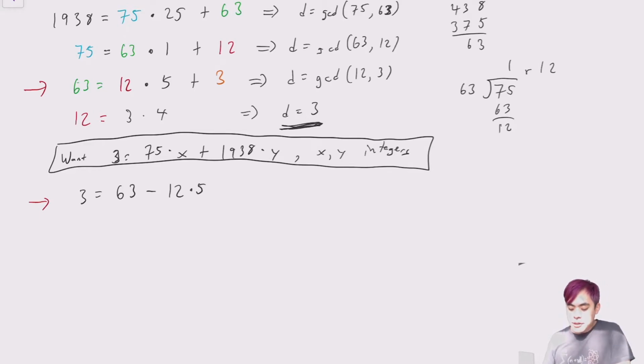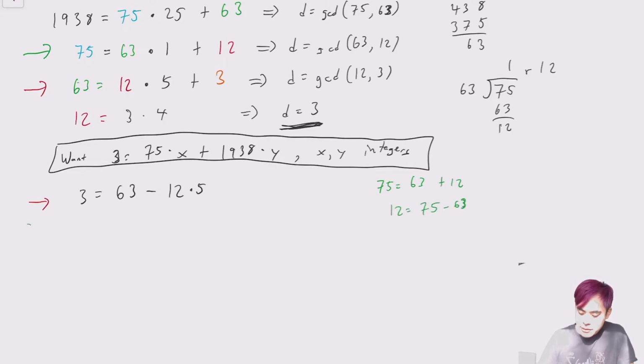Okay, so we have 3 is equal to 63 minus 12 times 5, right? So that's from that red line there. But if you look at this, let's call this the green line, we also have that 75 is equal to 63 plus 12, right? So that means that 12 is equal to 75 minus 63. So we can substitute that in. So from the green line, we now know that 3 is equal to 63 minus (75 minus 63) times 5.